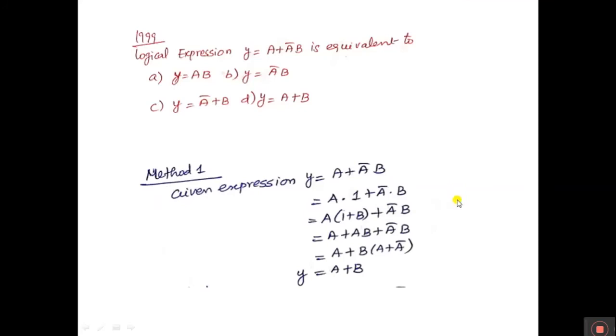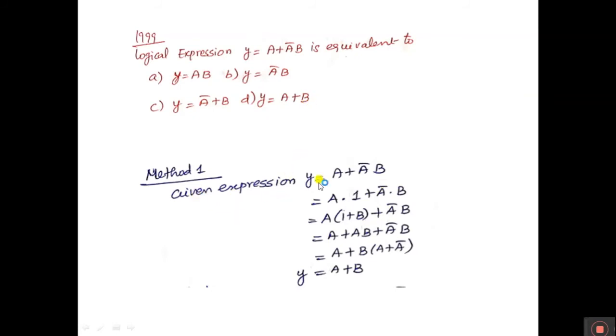Next question. This is very simple, but I will give an idea to solve this problem in different ways. The question is, the logical expression y equal to a plus a bar b is equivalent to: option A, y equal to ab; option B, y equal to a bar b; option C, y equal to a bar plus b; option D, y equal to a plus b. I am going to solve this problem in 3 ways.